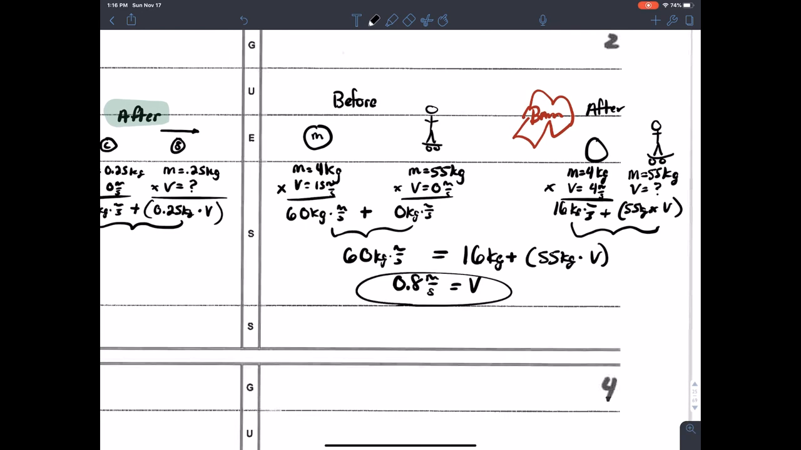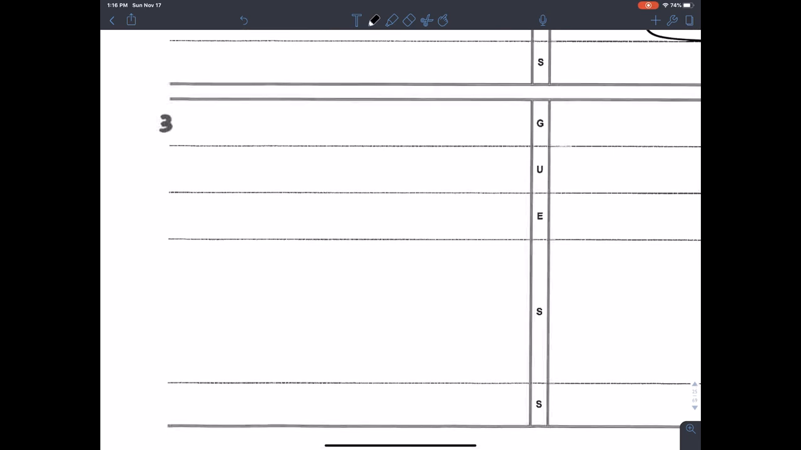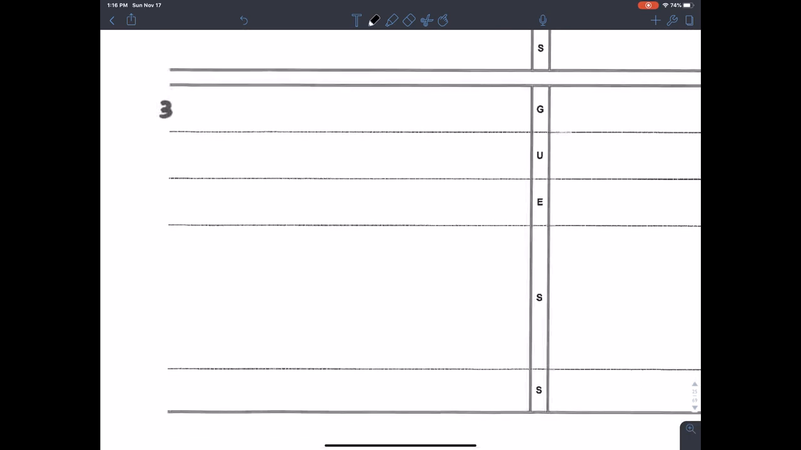Okay. We'll go to number 3. Number 3, you have a bullet with a mass of 0.1 kilograms. Okay. So we have mass 0.1 kilograms is moving at a velocity of 420 meters per second. It's going to hit a target, and that target has a mass of 1.5 kilograms. Now, the velocity of the target at first, we're going to have to assume is going to be 0.